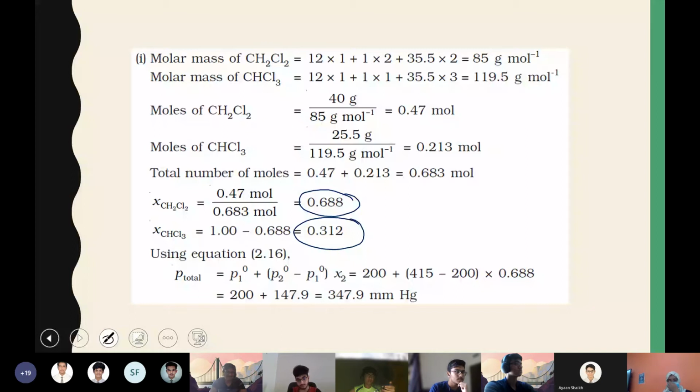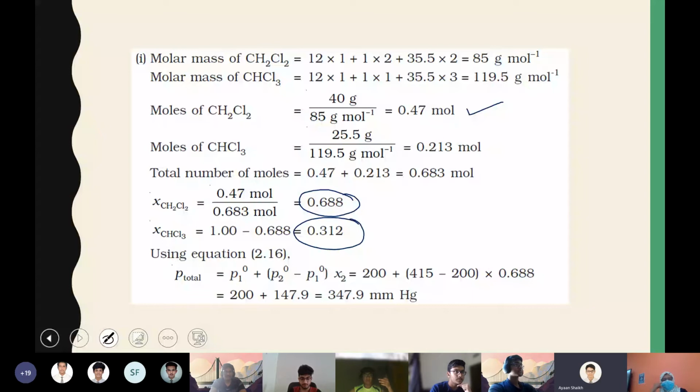Ma'am, we did it the opposite way around. We did for CHCl3, ma'am, not CH2Cl2. Both we did, and we got this one correct only. 0.47 we did. Only thing is that we just did chloroform first, then dichloromethane. But that is okay. It's not that you should always start with dichloromethane or something like that.